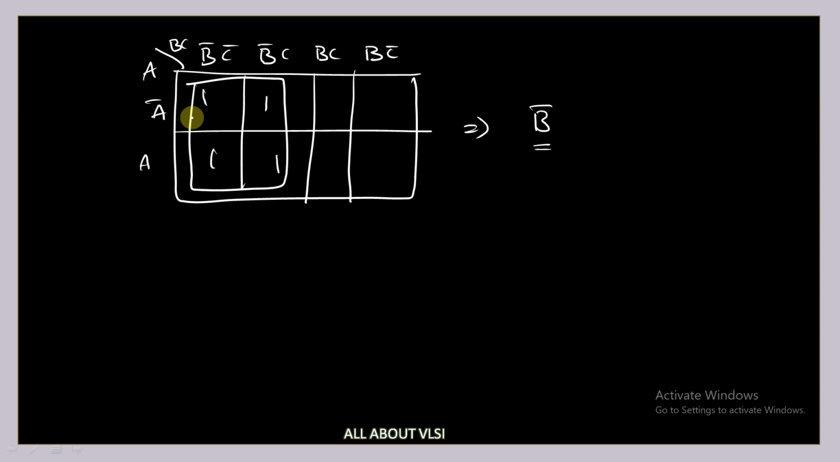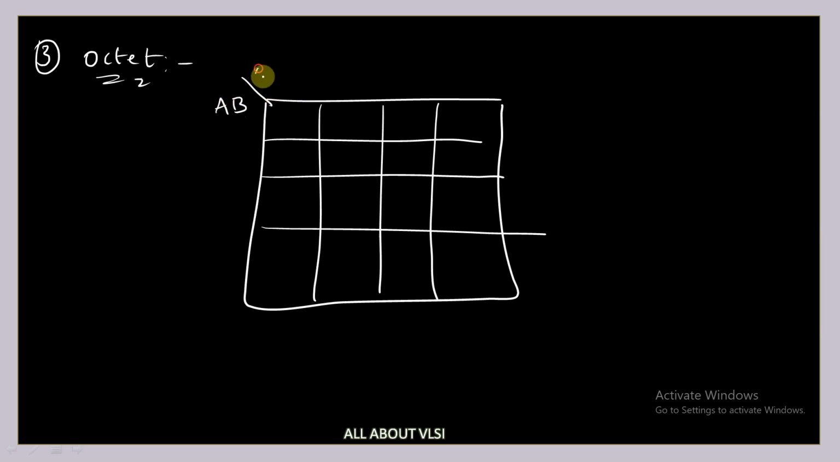The next type of grouping in K-maps, which is also the same for POS form of representation, is the octet. In the case of an octet, we are going to make a group of 8 minterms. Let's say we have a K-map like this: AB, CD, C bar D bar, C bar D, C D and C D bar, and A bar B bar, A bar B, A B and A B bar.